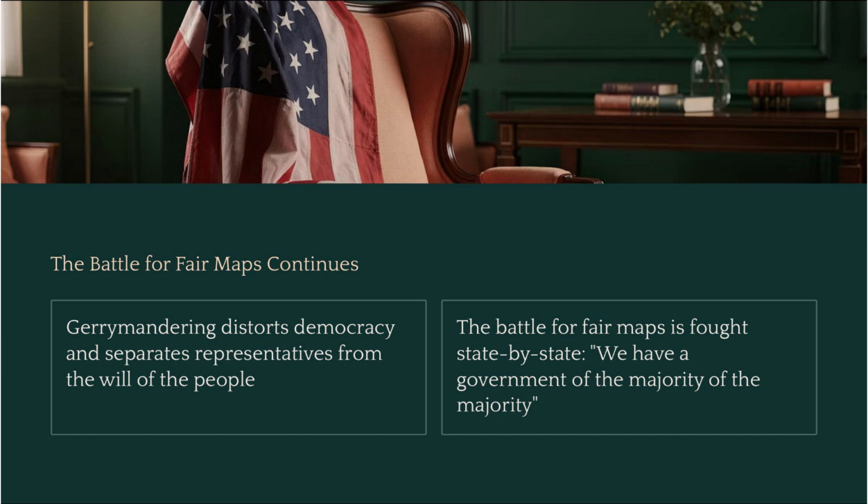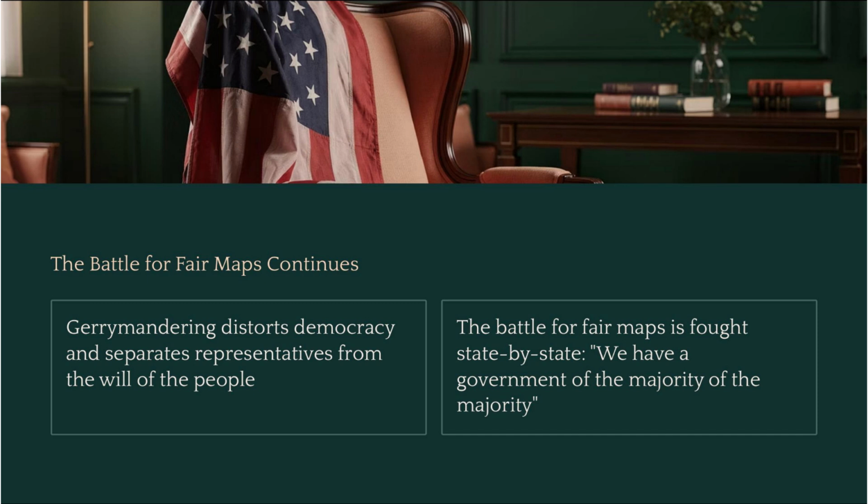Gerrymandering is often called the hidden problem of American politics, but its effects are visible everywhere, in the anger of our discourse, the gridlock of our Congress, and the cynicism of our voters. It distorts democracy. It separates representatives from the will of the people. The battle for fair maps continues, fought state by state.